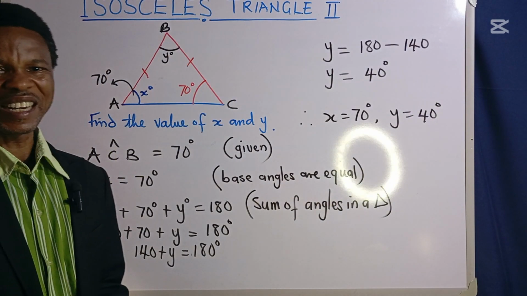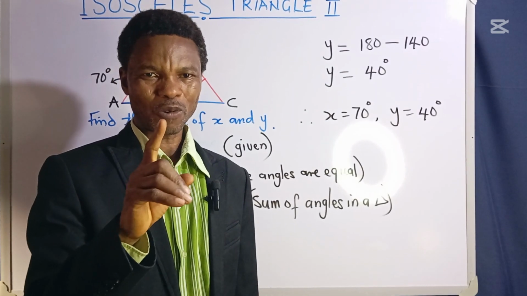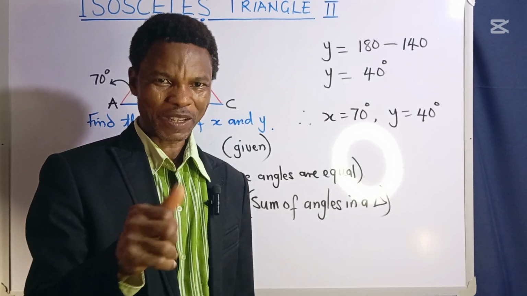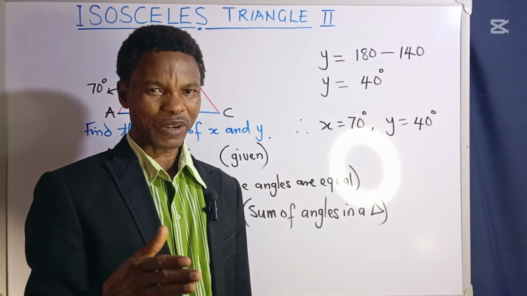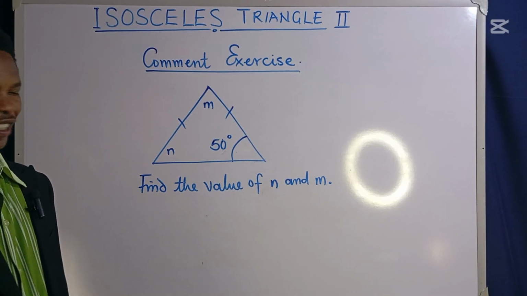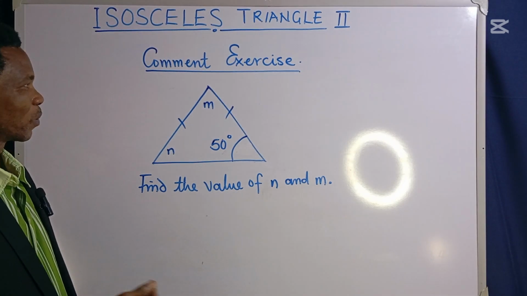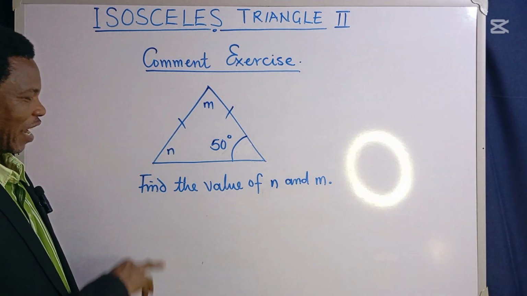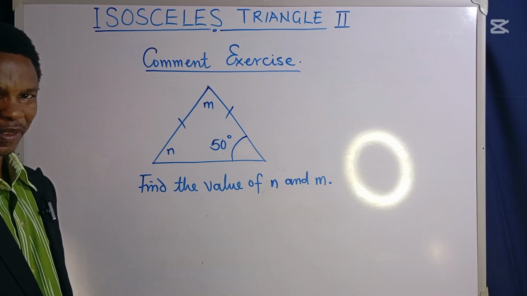Solved. The next thing I'm going to do is the comment section. I'm going to give you one question for you to solve for me in the comment section, and I know you can do it. So let's see, keep commenting. Once you get the answer, just solve it. Now let's go to your exercise. Having gone through the explanation, you have this question for the comments exercise. I want you to find the value of n and m.